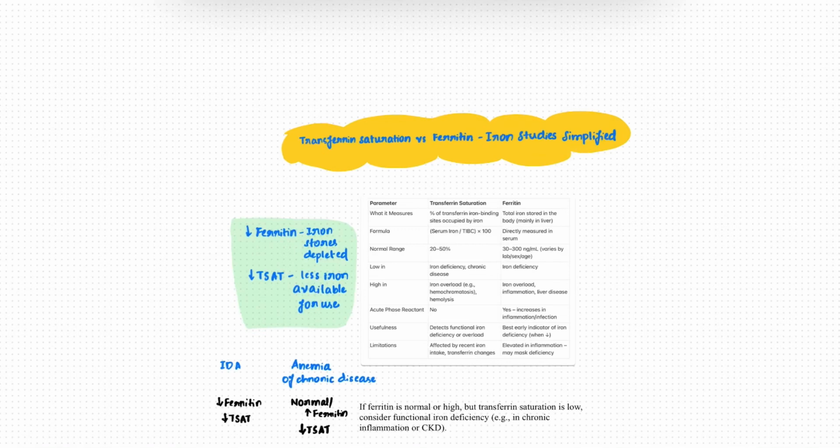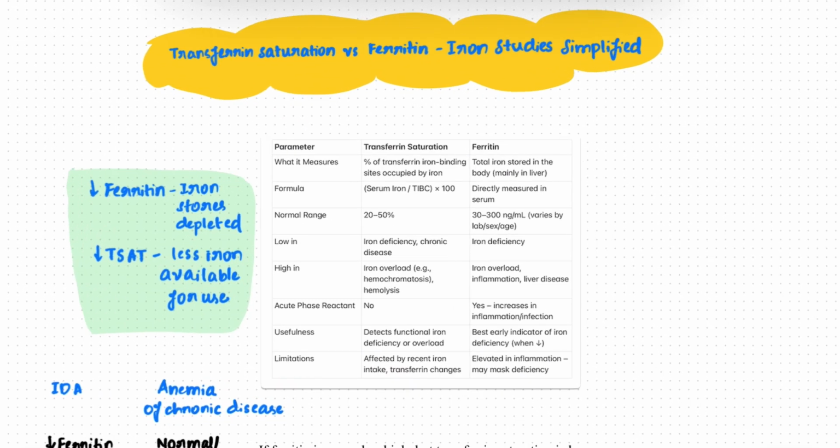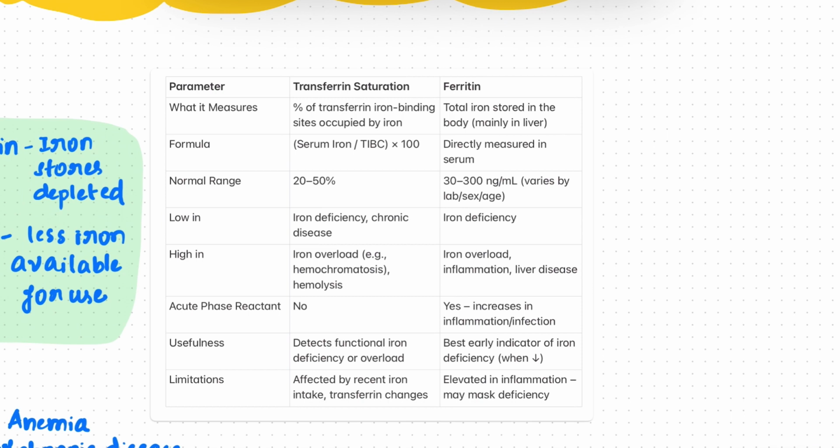Hello everyone, in this video we are going to discuss another important concept: transferrin saturation versus ferritin, iron study simplified. So what is transferrin saturation? It is the percentage of transferrin iron binding sites occupied by iron. It is calculated by serum iron divided by total iron binding capacity, multiplied by 100.